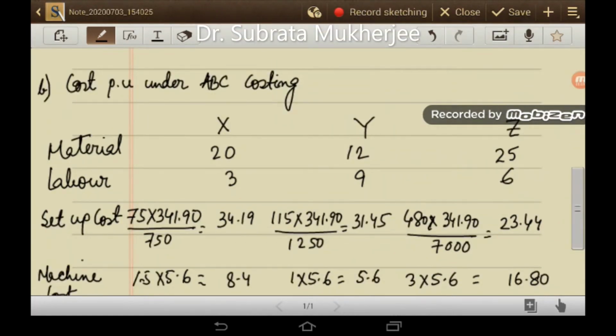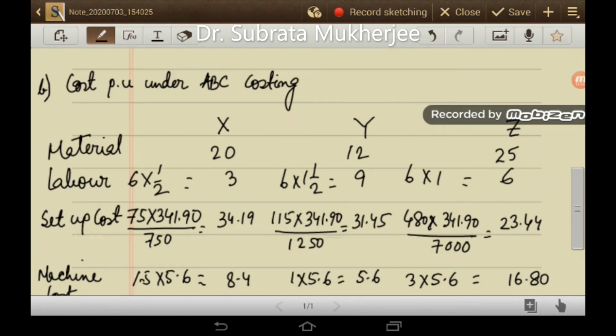Per unit under ABC costing, material for product X is rupees 20, for product Y is rupees 12, and for product Z it is 25. Labor cost required is rupees 3, rupees 9 and rupees 6. This is because 6 into half is 3, 6 into 1.5 is 9, and 6 into 1 hour is required per labor hour for production per unit of Z.